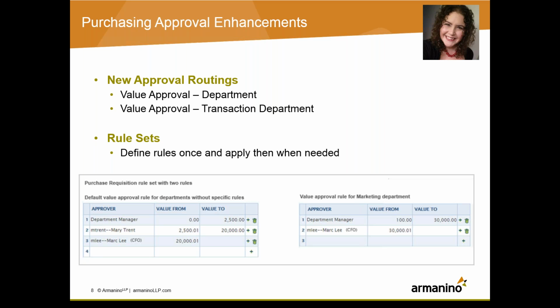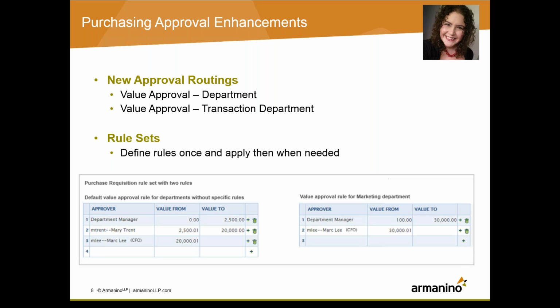So the nice thing now is you can set a rule set. And the nice thing about this is you define the rules once and then apply them wherever they're needed. So you can tailor different approval rule sets for purchase requisitions versus purchase orders. And by using different rule sets for different transaction definitions, you can set the different value approvals as well. And you can apply them by department.